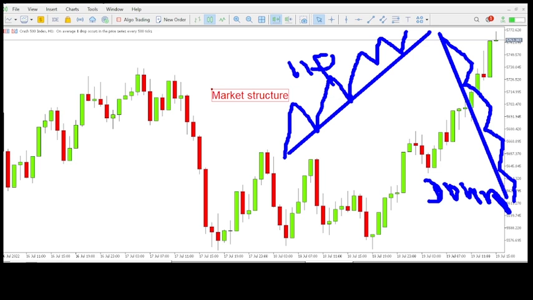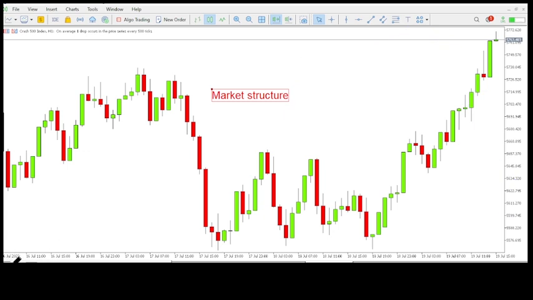Okay, but I'm basically going to be focusing on what we need, which is the trending market and the ranging market. Now, what do we mean by the price trending? If the price is trending, it means that the price is going in a specific direction for a very long period of time. Now, it depends on the time frame you are using.